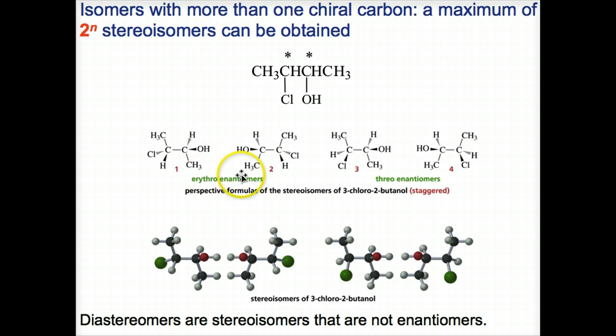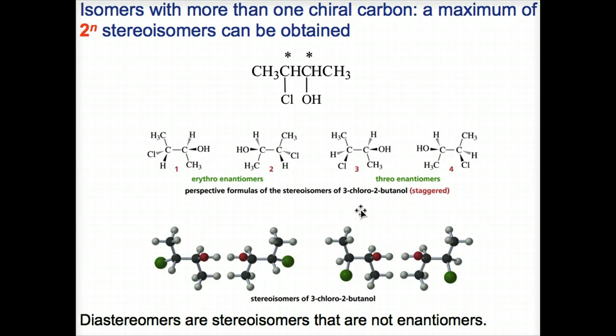If we were to call this one 1, 2, 3, and 4, you can see that this is the perspective formula of the stereoisomers of 3-chloro-2-butanol using the staggered display. And I mentioned earlier that staggered cannot be used to see erythro and threo easily in this display. However, with eclipsed, we can see and understand erythro and threo.